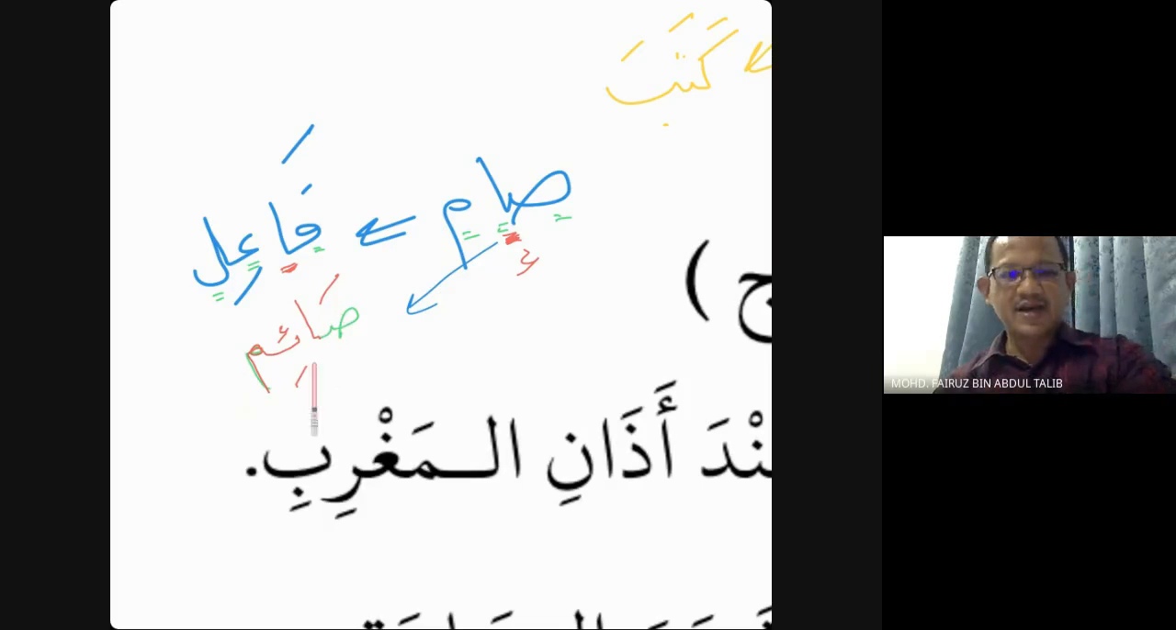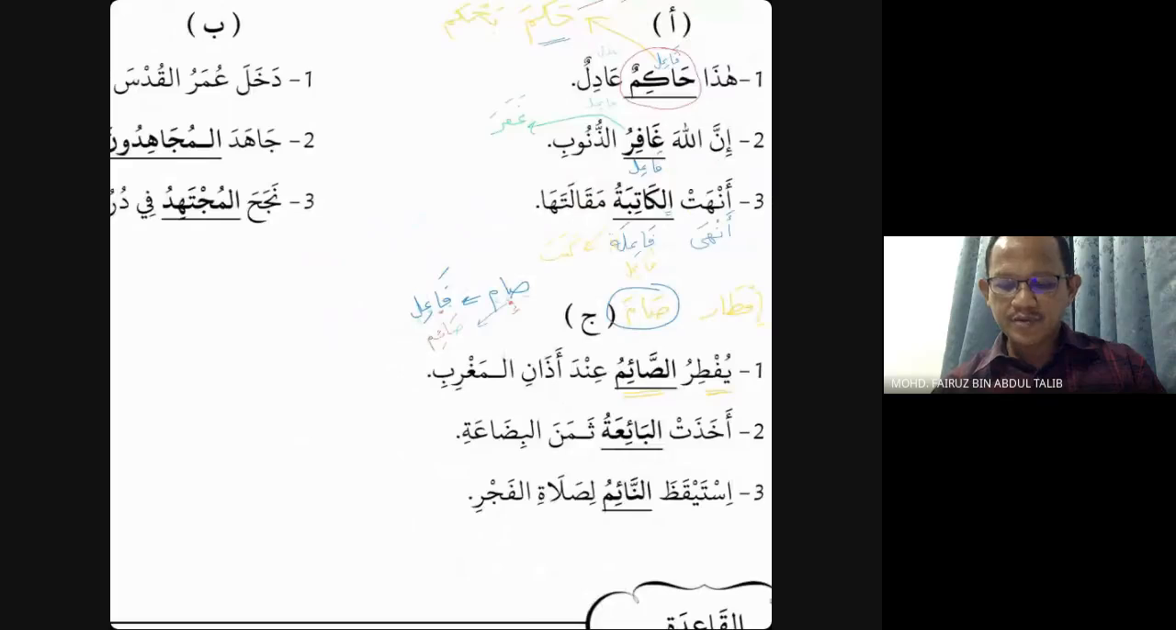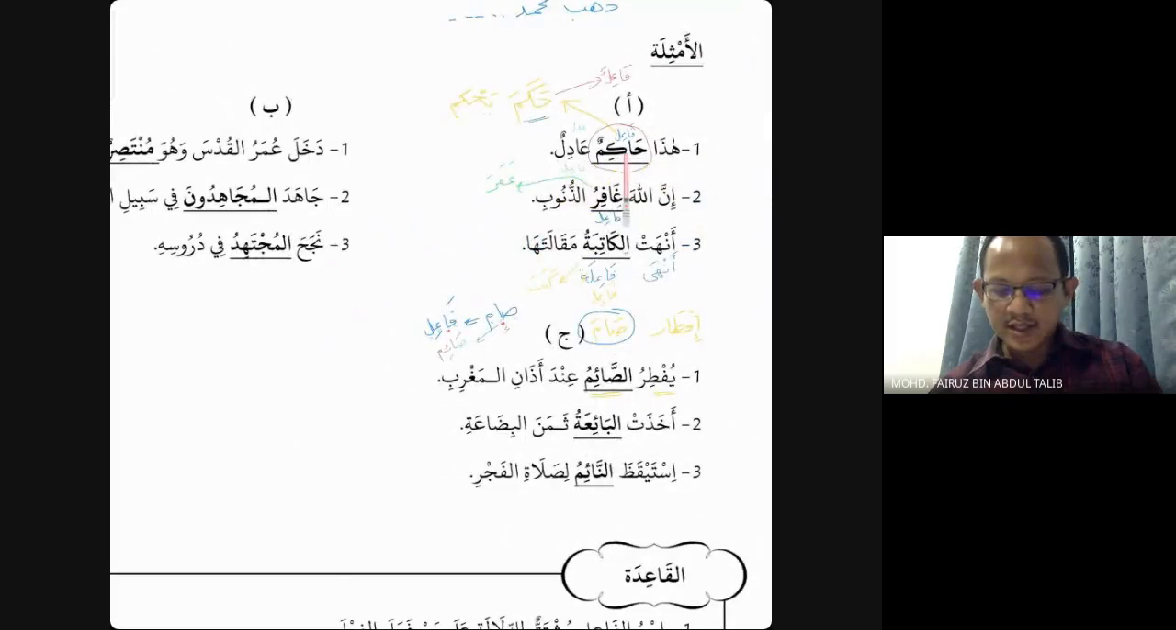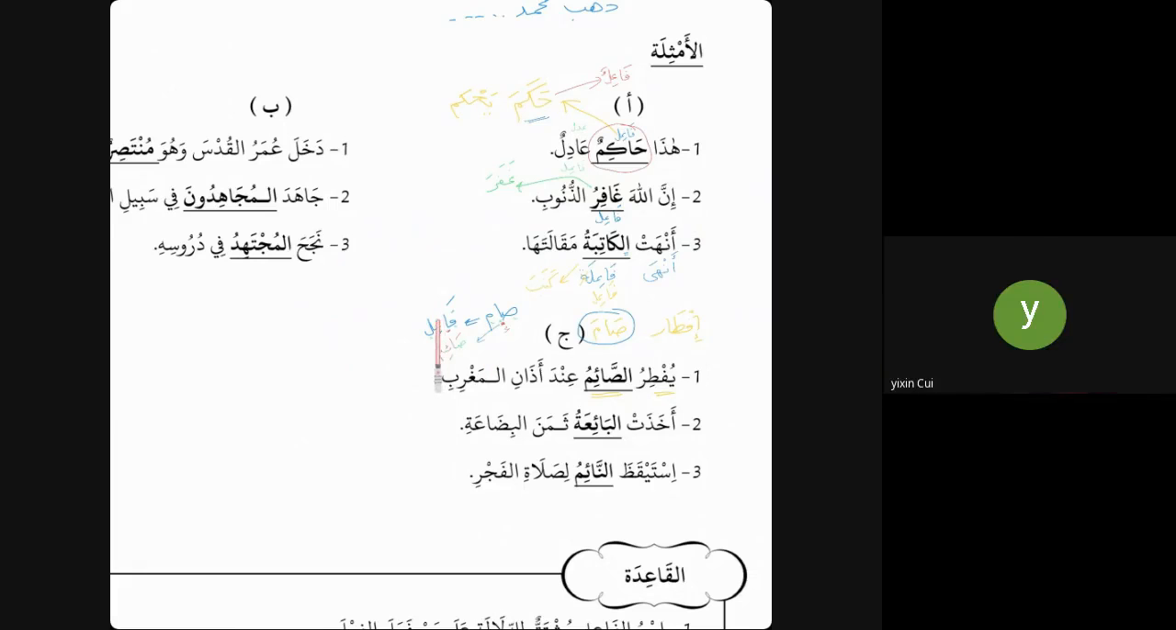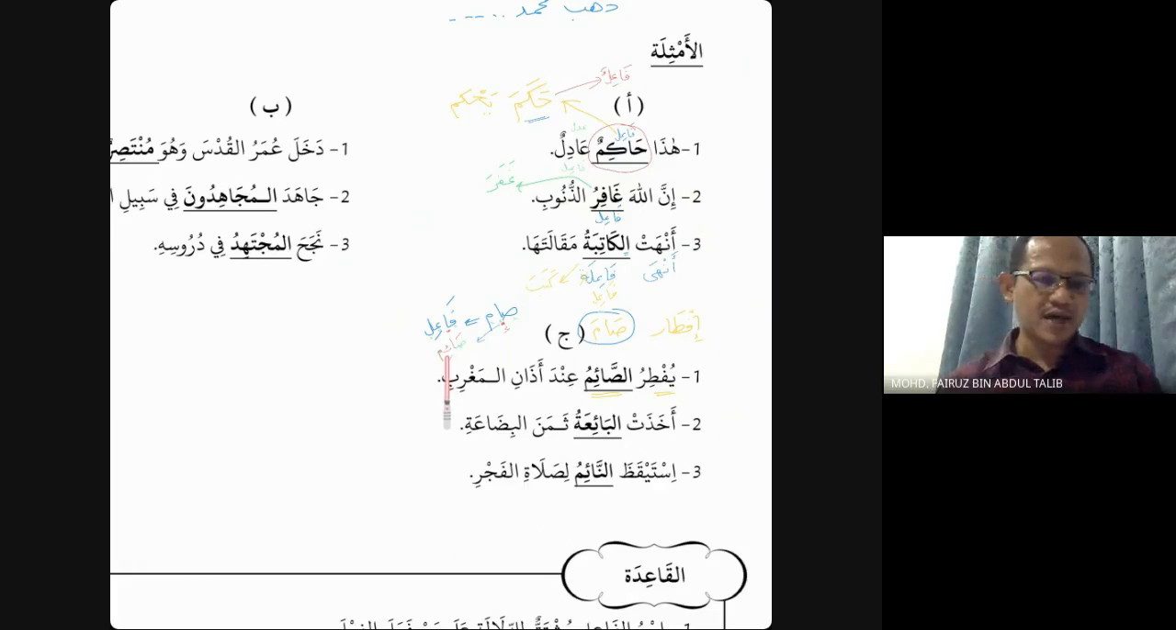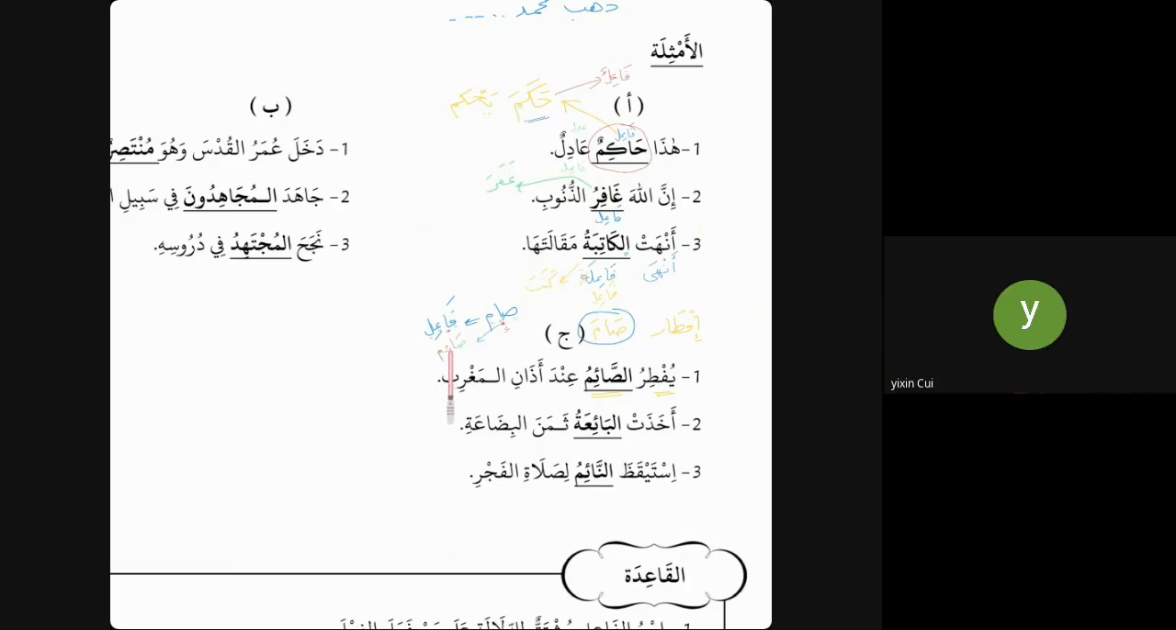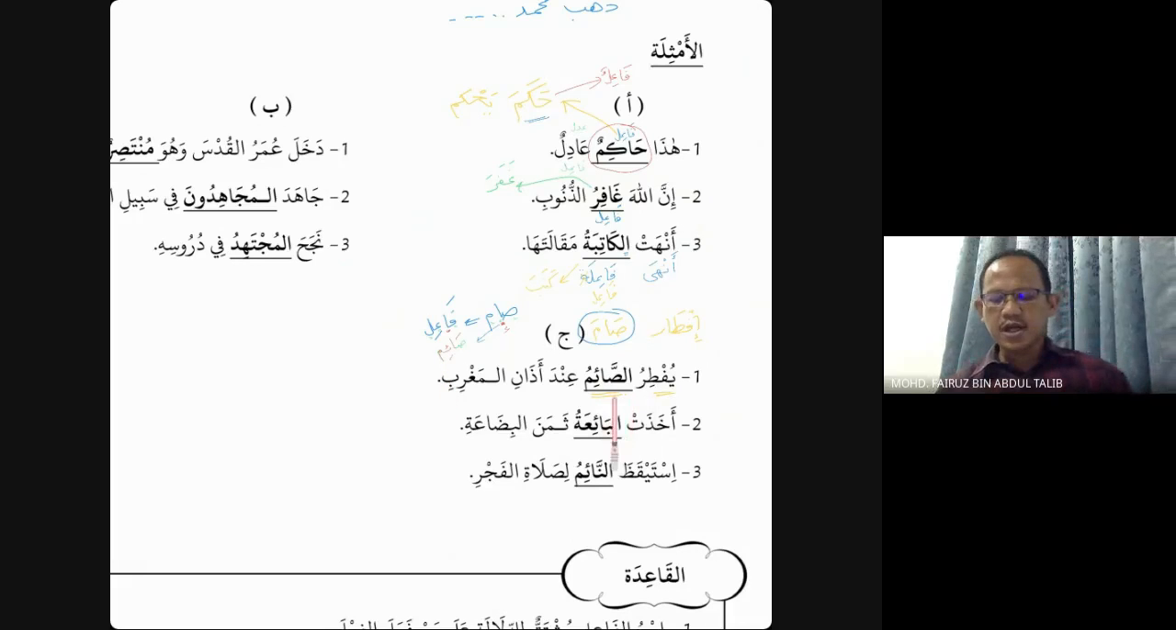Sa'imun, fa'ilun. All right? So for this one, this is actually similar to group 1. The difference is that we have this alif. So when you change to isim fa'il, you need to replace that alif with a hamza. So we say fa'ilun, sa'imun. All right? So this is the word. Yuftiru sa'imu. So the fasting person, he breaks his fast during azan al-maghrib.